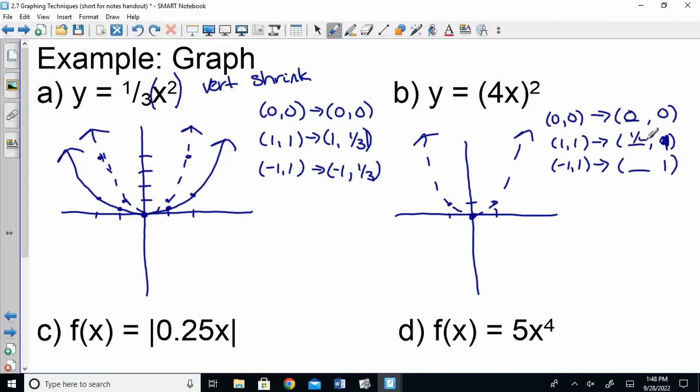So 0 divided by 4 is still 0. 1 divided by 4 is 1/4. Negative 1 divided by 4 is negative 1/4. So we have 0, 0, 1/4, 1, and negative 1/4, 1. That horizontal stretch looks a lot like a vertical shrink.